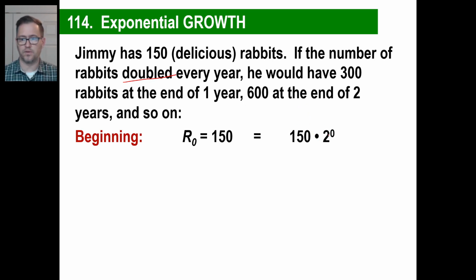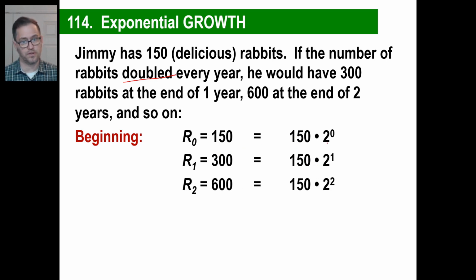So that's how we do it. 2 to the 0 power, of course, is just 1. So 150 times 1 is just 150, okay? Here's the end of the first year. They double, right? And the way we get 300 was it's 150 times 2 to the first power. And of course, you won't be surprised to learn, year 2, 600, 150 times 2 to the second power, and you can just keep going and so on, like that, okay?